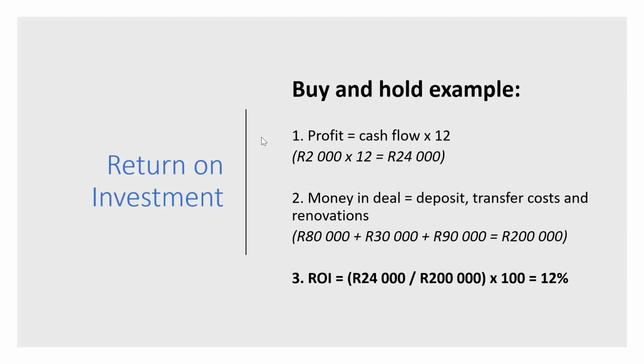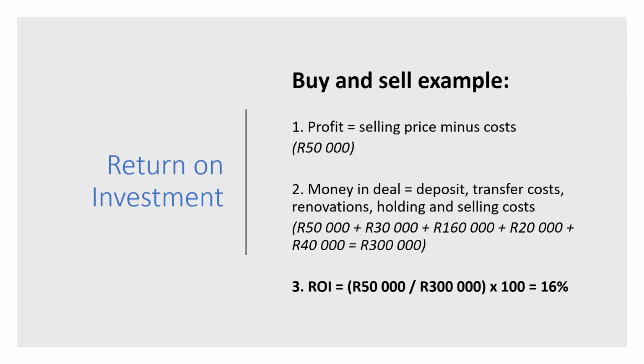So here I've just put some fictitious numbers. Let's assume that your deposit is 80,000, your transfer cost is 30,000, and your renovations is 90,000, meaning your total money that you have to put in is 200,000. So your return on investment is very simple. It's the 24,000, which is your profit, divided by your 200,000, which is the money you've put in, times 100 equals 12%. That is the return that you're getting for putting your money into that deal.